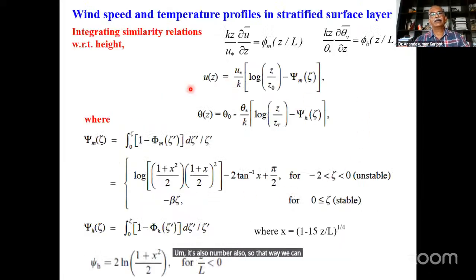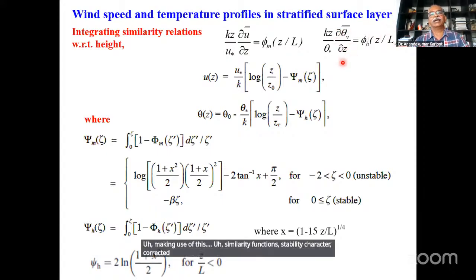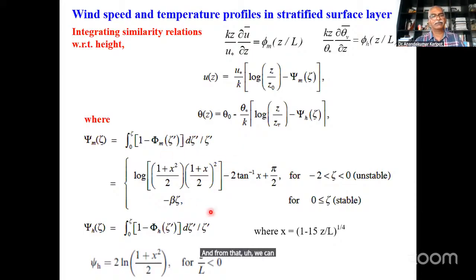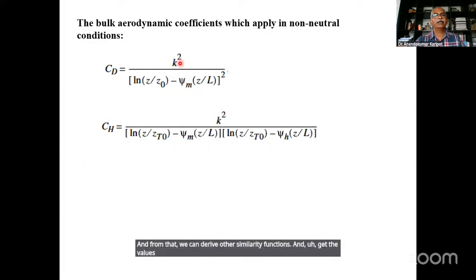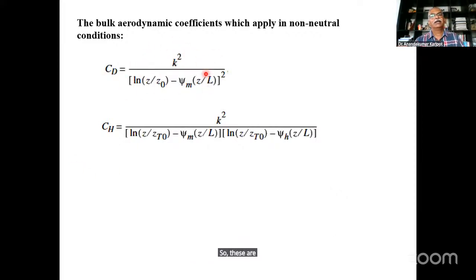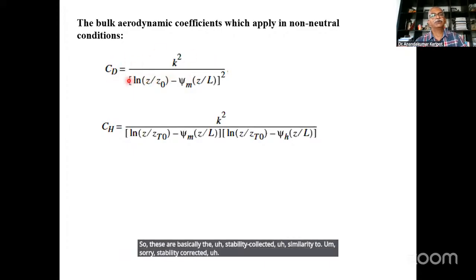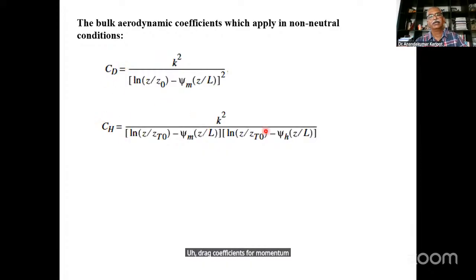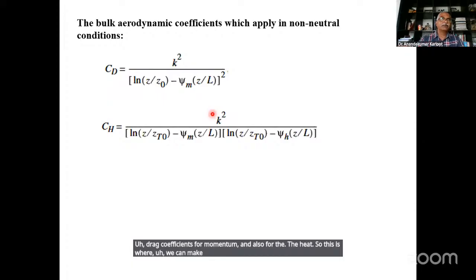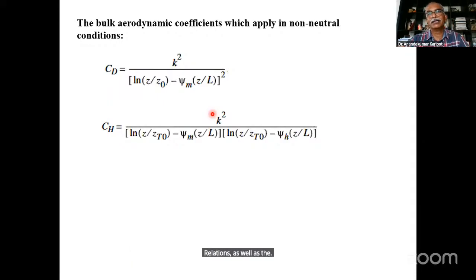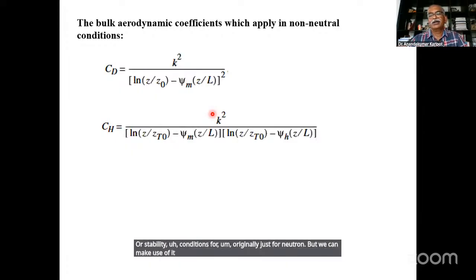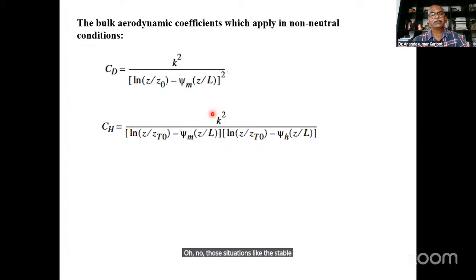So that way we can correct the wind profile, making use of this similarity function, the stability corrected values of the gradients. And from that, we can derive other similarity functions and get the values of CD also. So these are basically the stability corrected drag coefficients for momentum and also for the heat. So this way, we can make use of the flux gradient relations as well as the bulk transfer relations for all stability conditions. Originally it is for neutral, but we can make use of it for the other situations like stable and unstable as well.